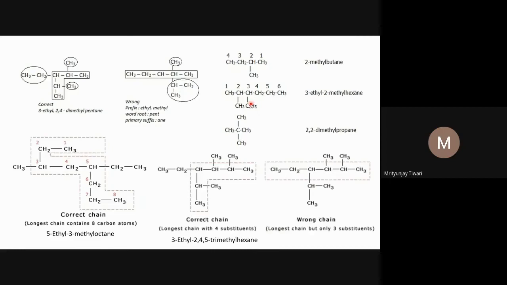So this is 3-ethyl-2-methylhexane. And why 3-ethyl 2-methyl? Because this C2H5 group can be here as well, so there will be position isomers. This methyl group can be here, here, here, anywhere at this position. These are called position isomers, meaning you get different compounds just by changing the position of certain substituents. So this will be position isomers.